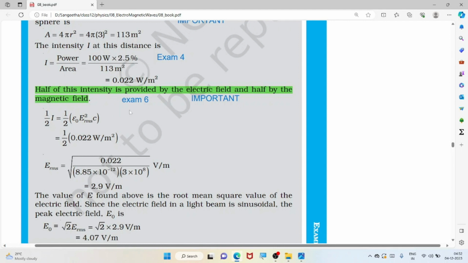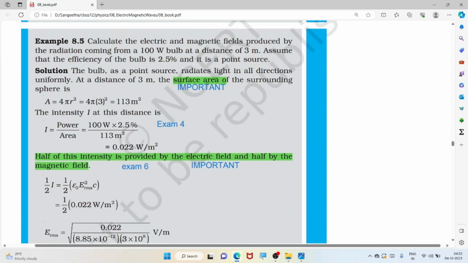Half of the intensity is provided by the electric field and half by the magnetic field. Okay, when you say the electromagnetic wave, half of the wave's intensity is contributed by the electric field and half by the magnetic field. Okay, the power.